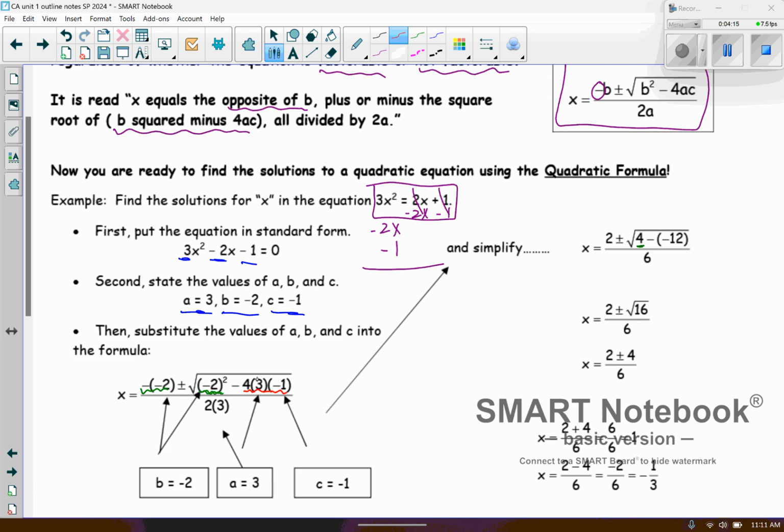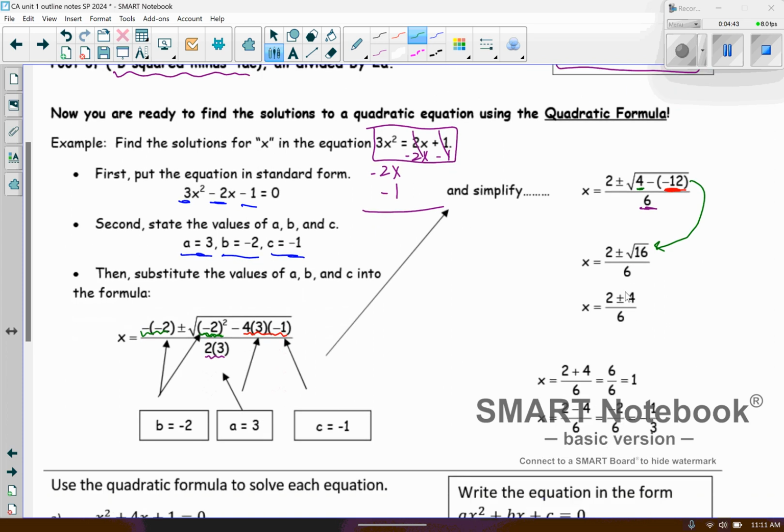So 4 times 3 times negative 1, we end up with a negative 12 right there. And then in my denominator spot, we have 2 times 3, which is 6 right there. Okay, so then we have 4 take away negative 12. So that will actually turn into addition, and that's where we get that 16 right there. That's where that 16 comes from. And then we can square root 16, which gives us a 4.